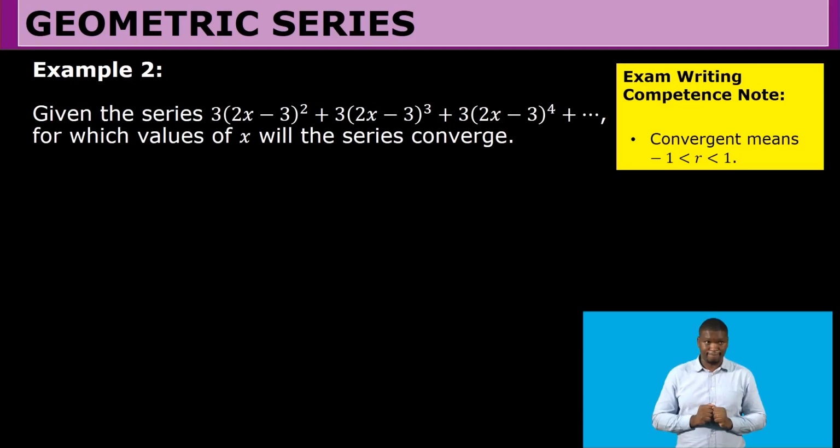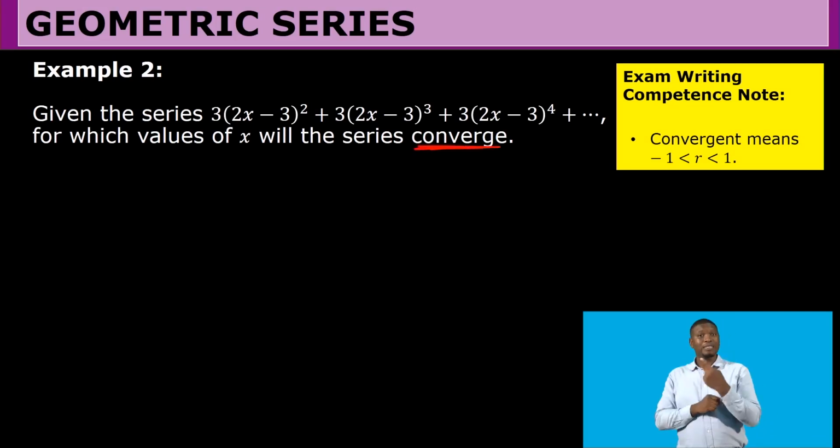Let's move over to the second example when it comes to the geometric series. So we have been given the series 3 open bracket 2x minus 3, and that bracket has been squared, plus 3 open bracket 2x minus 3, and that bracket has been cubed, plus 3 open bracket 2x minus 3, and that bracket has an exponent of 4. It says therefore which values of x will the series converge?